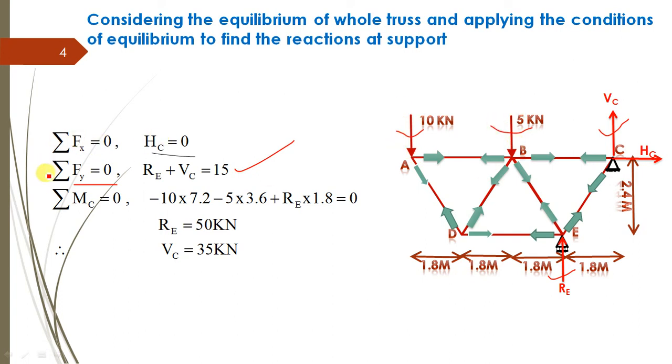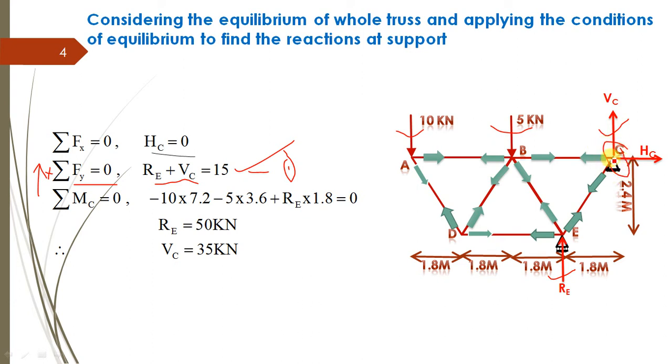Our sign convention for summation of Fy is upward is positive. So plus RE plus VC minus 10 minus 5 is equal to 0. So RE plus VC is equal to 15. Let's say this is my equation number 1. If you observe this equation, there are two unknowns, RE and VC, so we cannot find the unknowns. So apply the third equation, that is, we have to take the moment at this joint C.